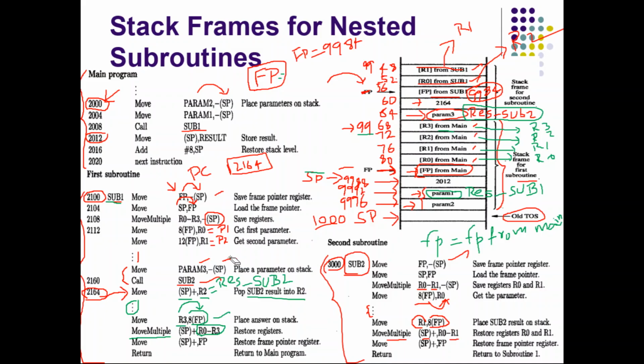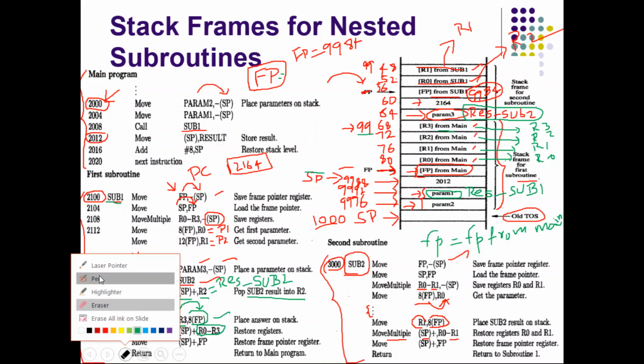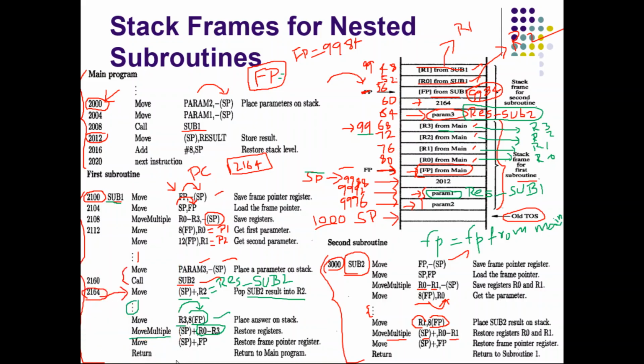Then what we are saying is return. So return means return to the main program. Now you can see here the address to which the control should return. Control should return to which address? 2012. Control should return to the address 2012.